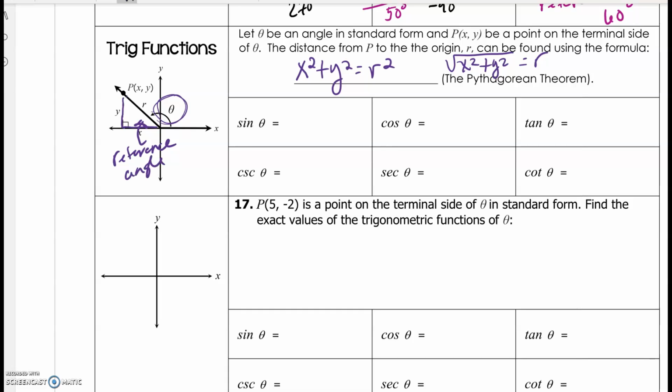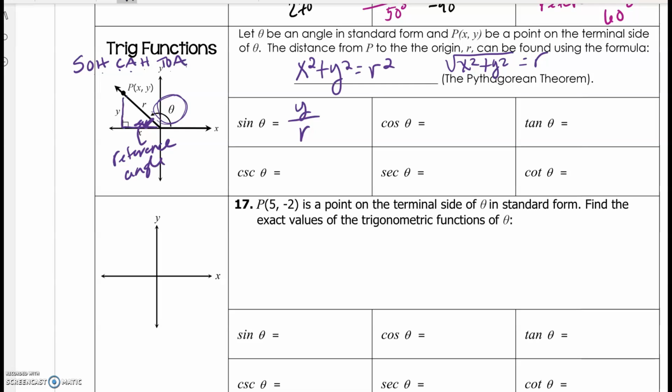We don't have any given measure here, but we know that in a right triangle, if I want to find the sine, then I look at the opposite side over the hypotenuse. So it would be y over r. This is a good time to bring back SOHCAHTOA. Sine is opposite over hypotenuse. Cosine is adjacent over hypotenuse. Tangent is opposite over adjacent.